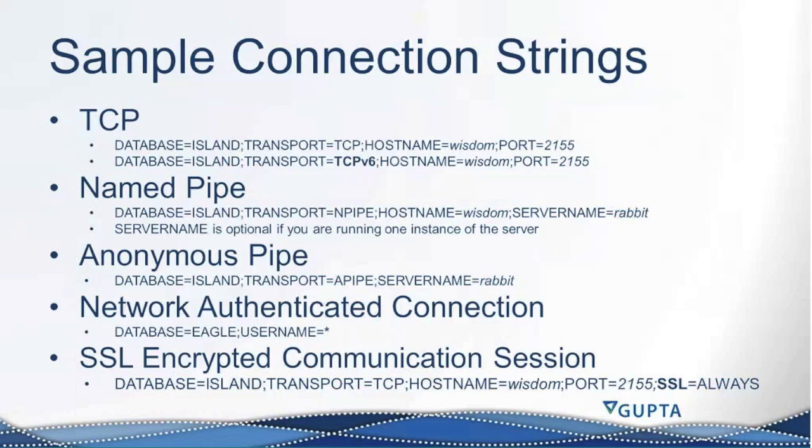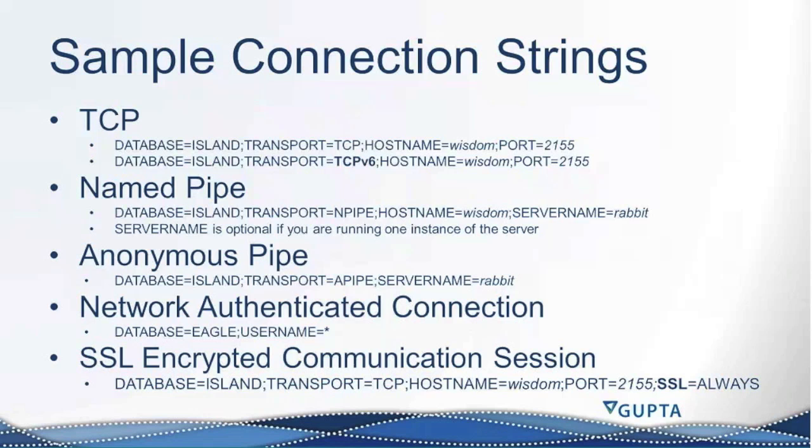The first one is an example where we're using TCP. We specify the database as Island. The transport TCP is TCP IPv4 by default because that's the one that has the most history. You could also say WS32 there as a synonym, but TCP, TCP v6, and you have to specify the host name and the port number. We don't provide a default port number when you're using the connection string.